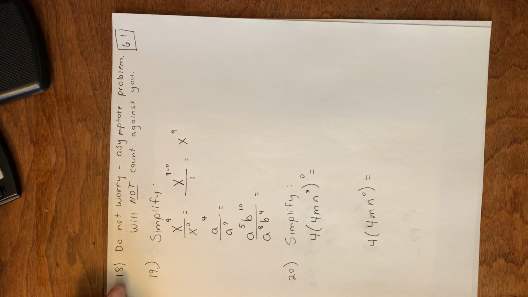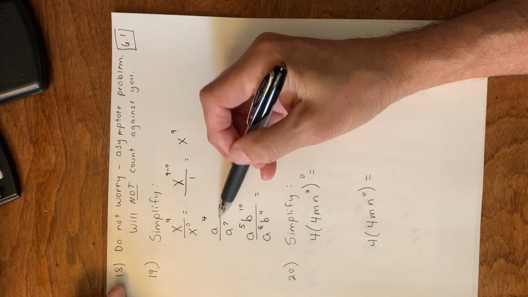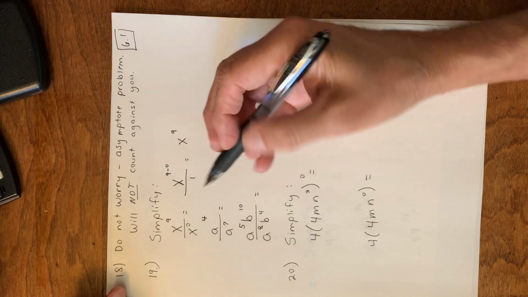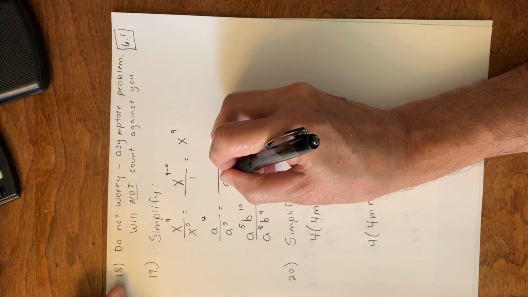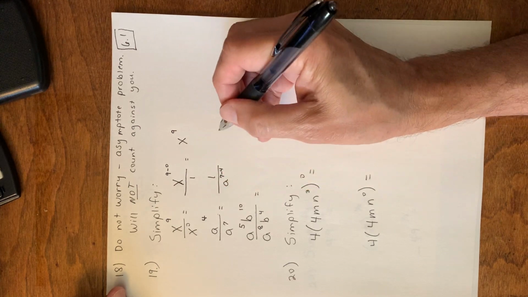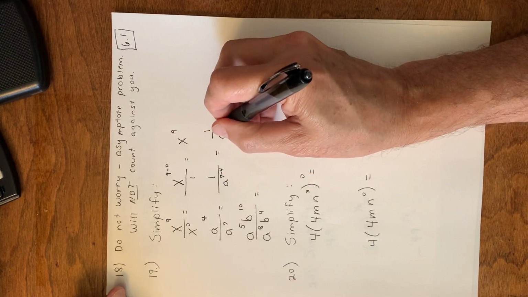All right, how about in this case? Same base. In a fractional relationship, I subtract the smaller from the larger, wherever the larger happens to be. The larger in this case happens to be in the denominator. That's where I'm going to do my subtraction. Your final answer would be 1 over a to the 3rd.